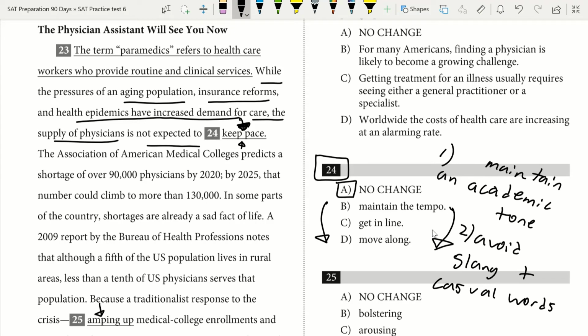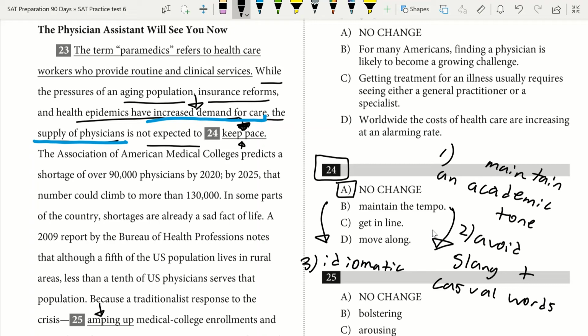For example, if I look at question 24, the supply of physicians is not expected to keep pace with this increased demand for care. We are not expected to have the supply of physicians keep pace with that. That makes perfect sense. That's idiomatic, and that's the other thing you're looking for. If you don't know what idiomatic means, it's something that we would say, grammatically correct, something that doesn't sound awkward. It just sounds normal. There are no awkward pauses when we say it.